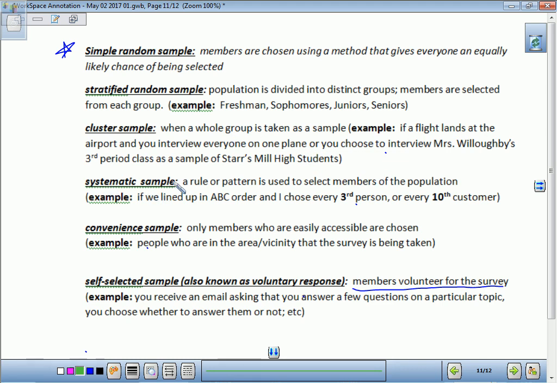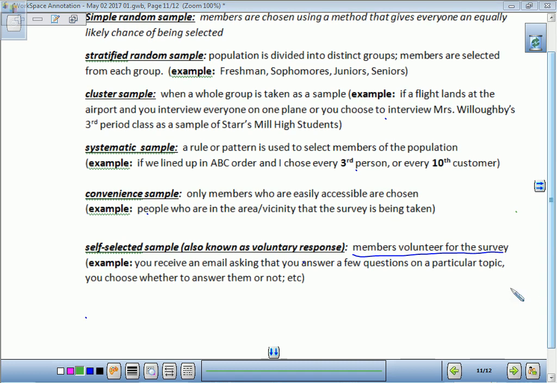All right, systematic sample. This is where we follow a rule. So if we did every 3rd person or every 10th customer. Convenient sample, this is what's easiest for us. Only members who are easily accessible are chosen. The people in the area or the vicinity. And then self-selected, also known as voluntary response, is when you must volunteer to answer the survey.